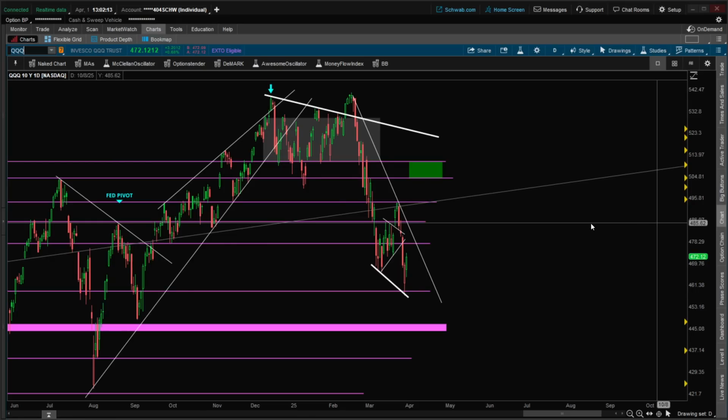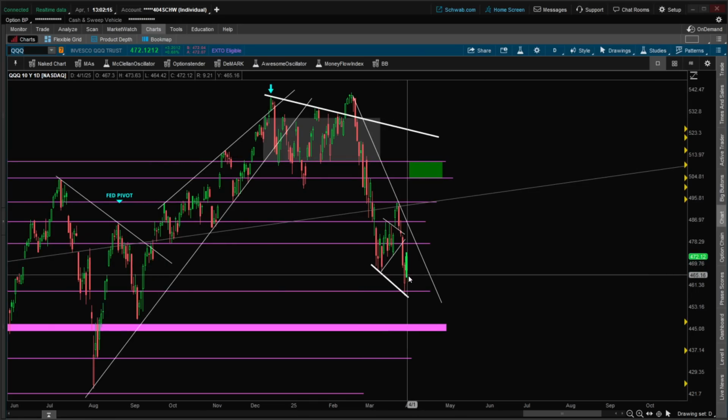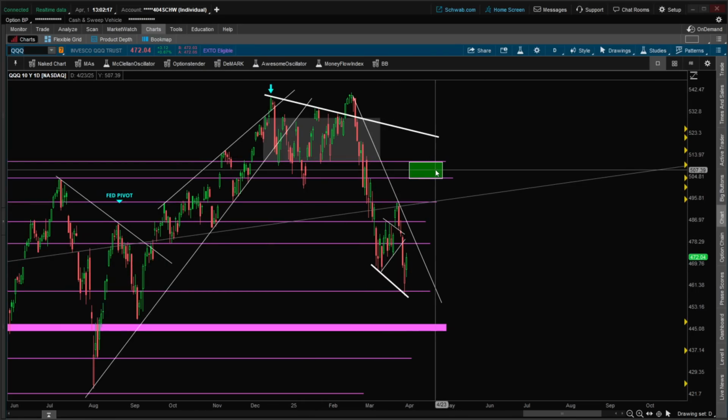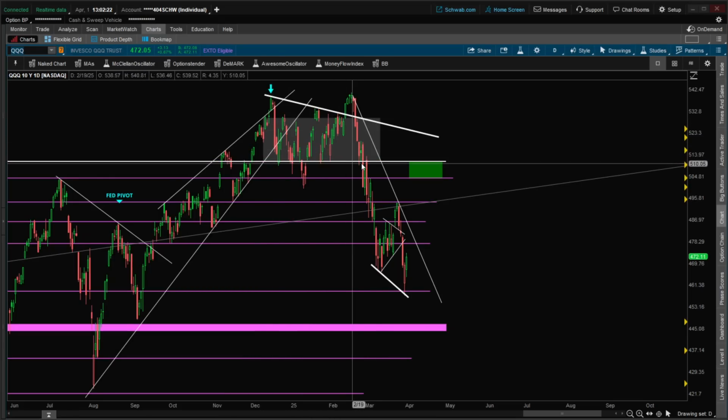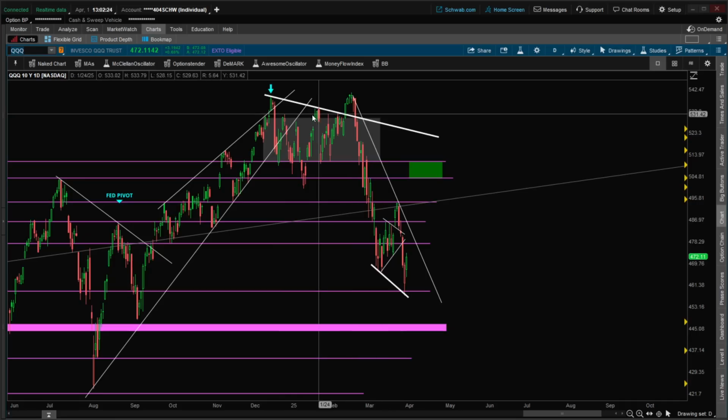Okay, cues look the same. We have this bullish falling wedge. We're looking for a breakout. We have some targets up top. And I think at minimum, we try to break back into this zone here. And that brings us to about 512.